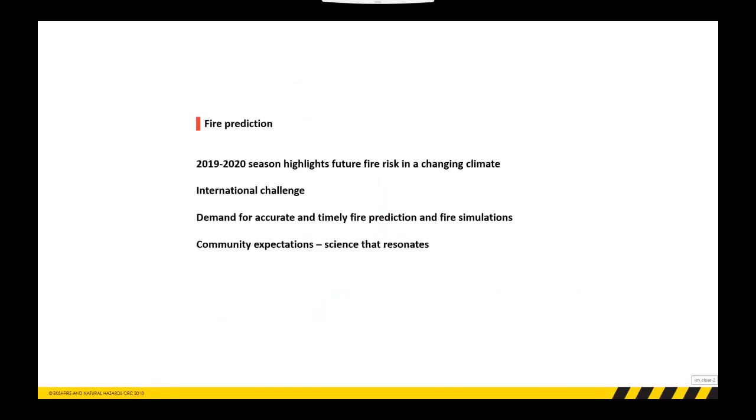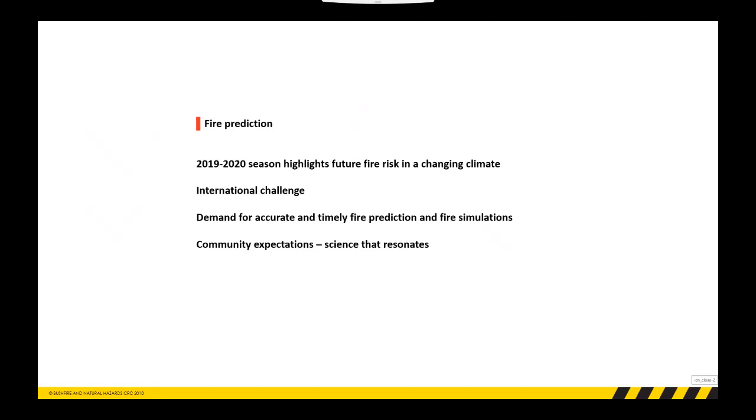So last season, our fire season 2019-2020, it really was an indicator of the future fire risk in the changing climate. And this isn't just an Australian challenge, it's obviously an international challenge. We're seeing changing fire regimes around the world. And what we're seeing here in particular is an increased demand for accurate and timely fire predictions and fire simulations that can be passed to the community during these events.